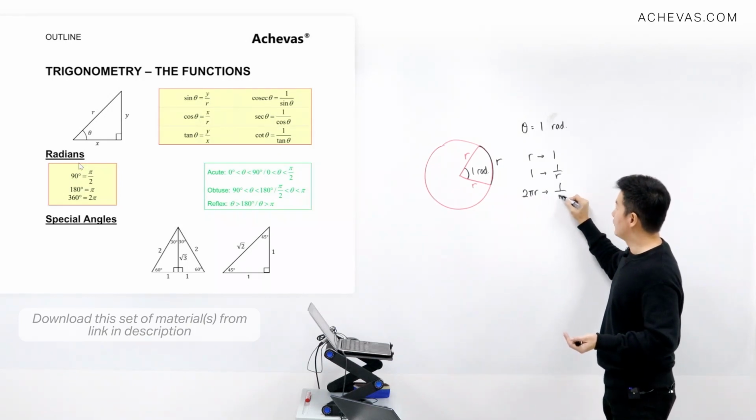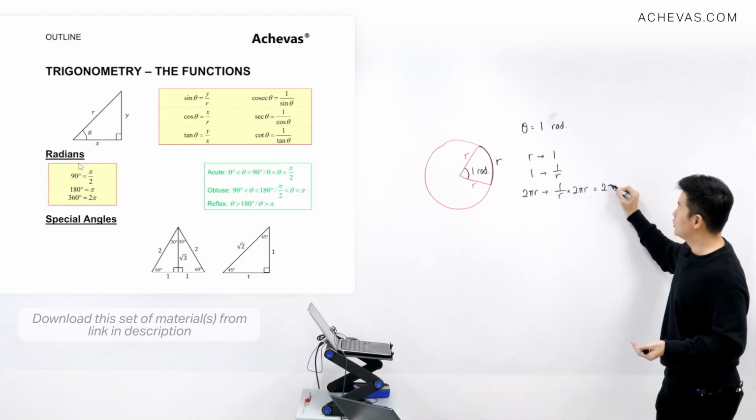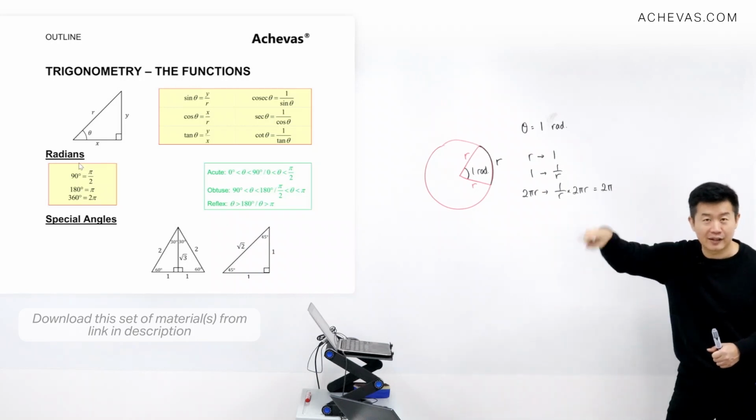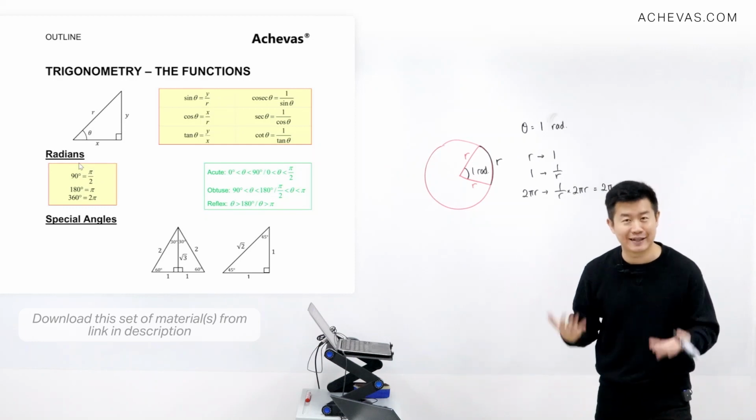This will be 1 over r times 2 pi r radians, which is equal to 2 pi, which means that 2 pi actually represents the angle for the entire circle. And what is the angle for the entire circle? 360 degrees.